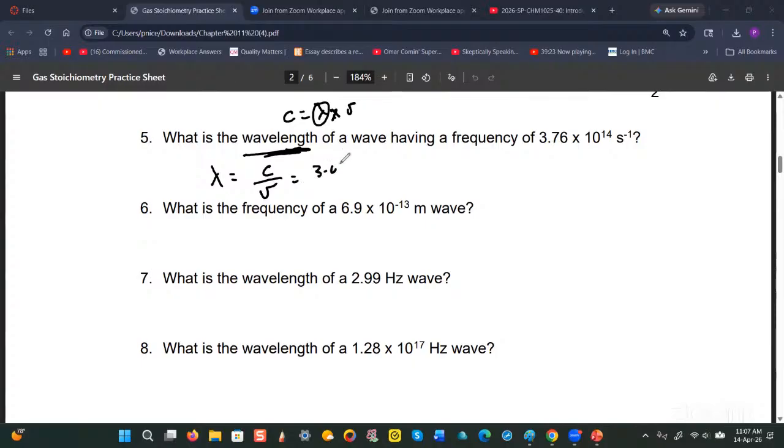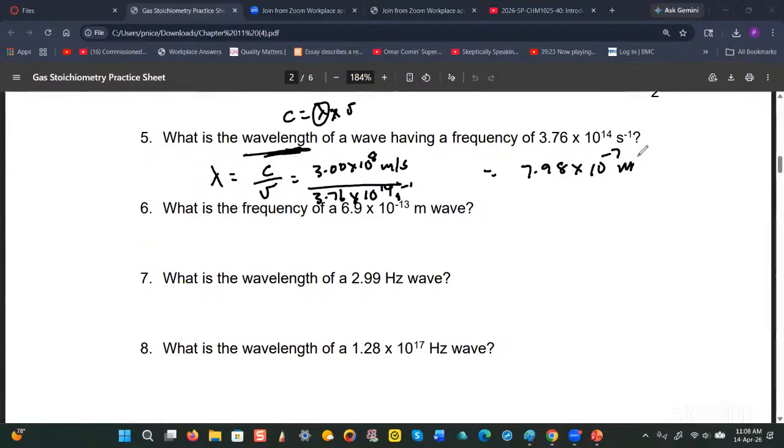So 3.00 times 10 to the 8 meters per second divided by the frequency, which is given as 3.76 times 10 to the 14 seconds to the minus 1. So let's do here 3 times 10 to the 8 divided by 3.76 times 10 to the 14. And according to my calculation, this works out to be equal to 7.98 times 10 to the minus 7. And the units here would be meters. All right. Okay, any question about this one?